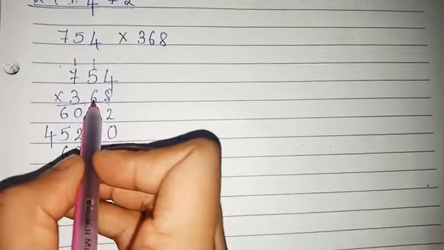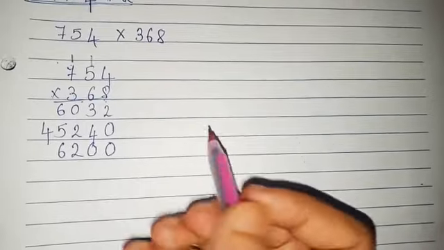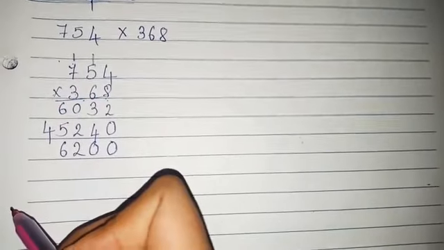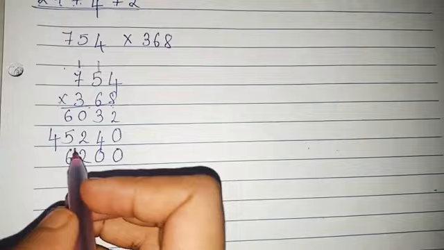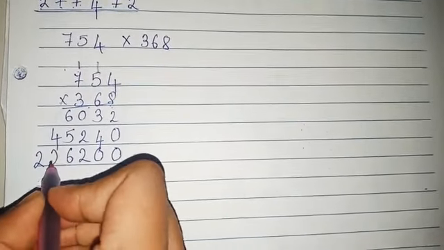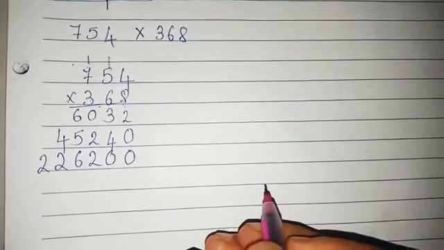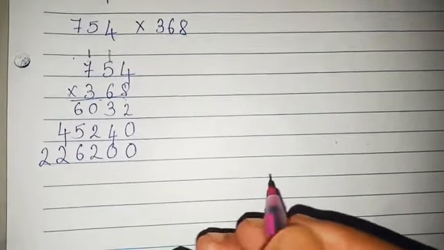Understood? Now 3 sevens are 21. 21 plus 1 is 22. So 22 will come here. Understood? Now we will add them.